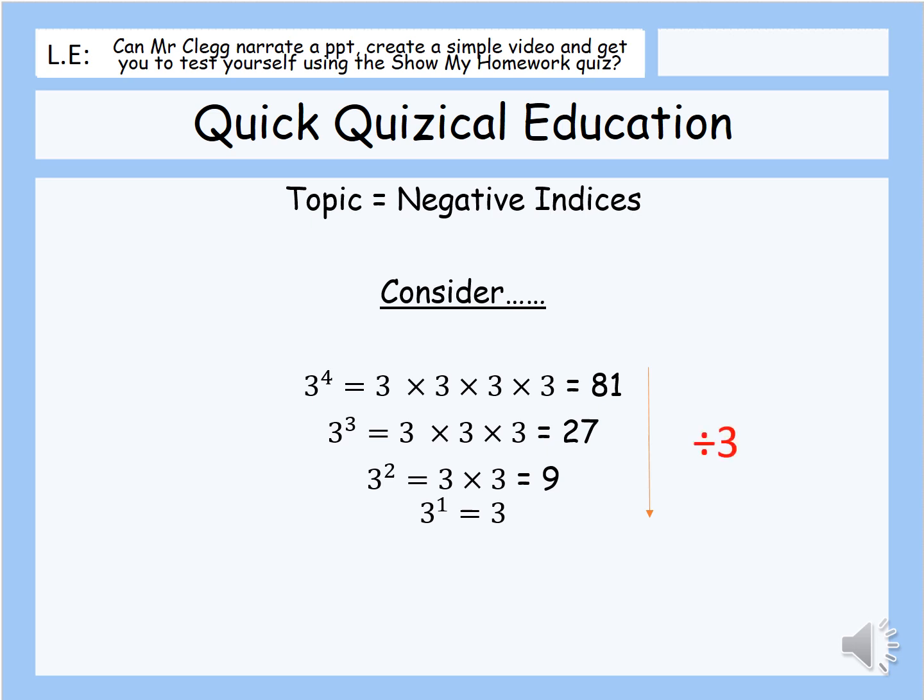81 divided by 3 is 27. 27 divided by 3 is 9. 9 divided by 3 is 3. So we should be able to consider that 3 to the power of 0 is just going to be 1, because 3 divided by 3 would be 1. 3 people share 3 sweets, they get 1 each. This also means, if the pattern continues, that 3 to the negative 1, as I remove another power, should take me down to 1 over 3, 1 divided by 3.